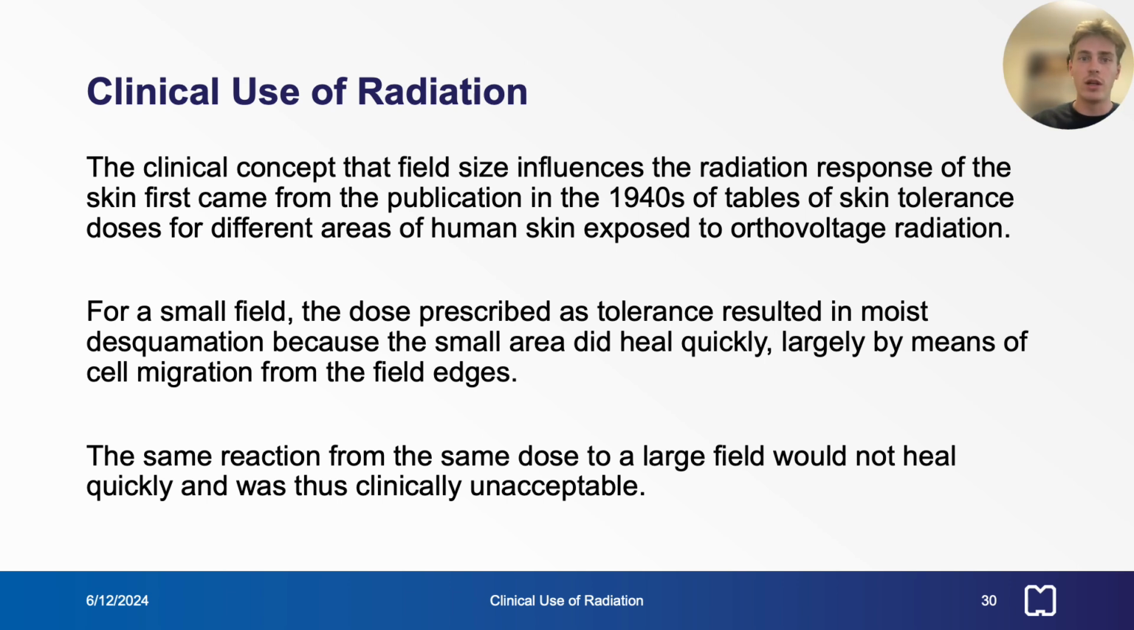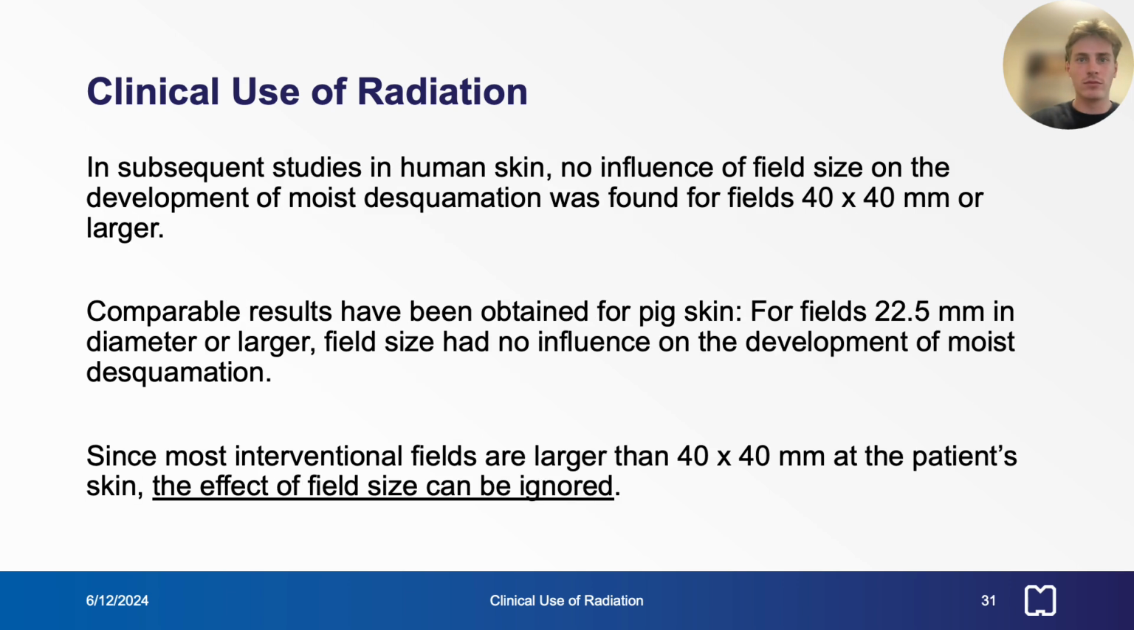For a small field, the dose prescribed as tolerance resulted in moist desquamation because the small area did heal quickly, largely by means of cell migration from the field edges. The same reaction from the same dose to a larger field would not heal quickly and was thus clinically unacceptable. In subsequent studies in human skin, no influence of field size on the development of moist desquamation was found for fields 40 by 40 mils or larger.